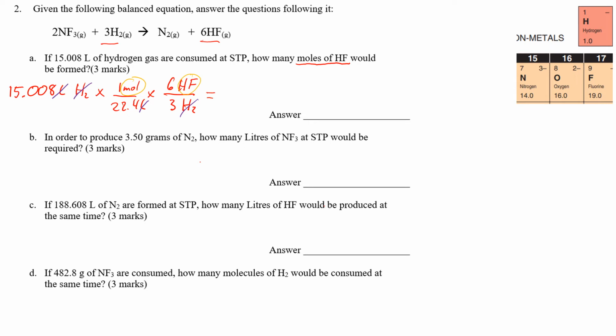So 15.008 divided by 22.4 times 6 divided by 3, and I get 1.34. And that's my answer. 22.4 is 3 sig figs, so my answer should be 3 sig figs as well. Okay.